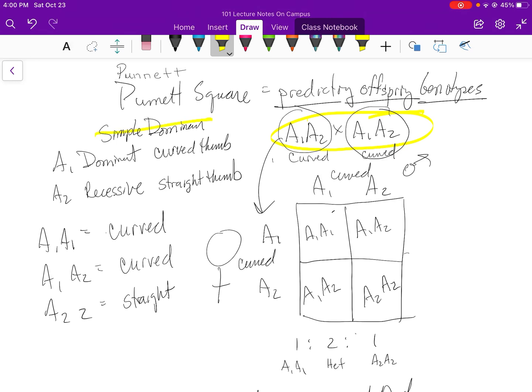So I call this the simple dominant, and that means I'm going back to my red pen. Let's say that A1 is dominant and it has a curved thumb, and A2 is recessive and it's straight thumb. I might have switched these from the last example, but we're going to go with it this way anyway. So this genotype, the heterozygote, is curved because A1 is dominant. And then you have A2, which is a straight thumb.